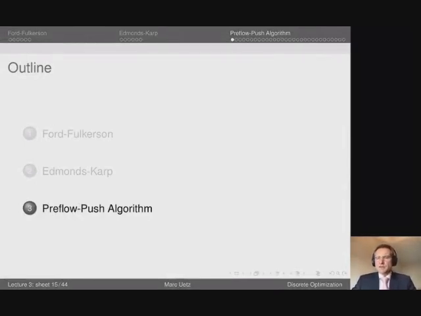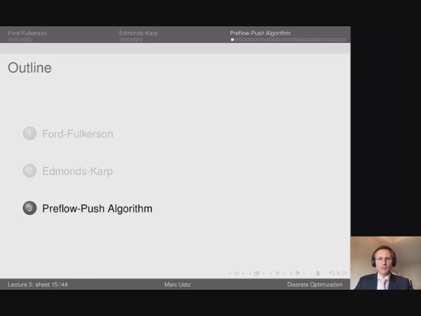So the main difference to the other 2 algorithms is the following. Notice that for the Ford-Fulkerson and Edmonds-Karp algorithm, we are always maintaining a feasible flow. In the beginning, it's a 0 flow, then it's a flow along a path, and we augment and augment. So we always have a feasible flow. On the other hand, in the pre-flow push algorithm, we start with a so-called pre-flow, which is not a feasible flow, and only at the very end of the algorithm, this pre-flow will actually be a feasible flow.